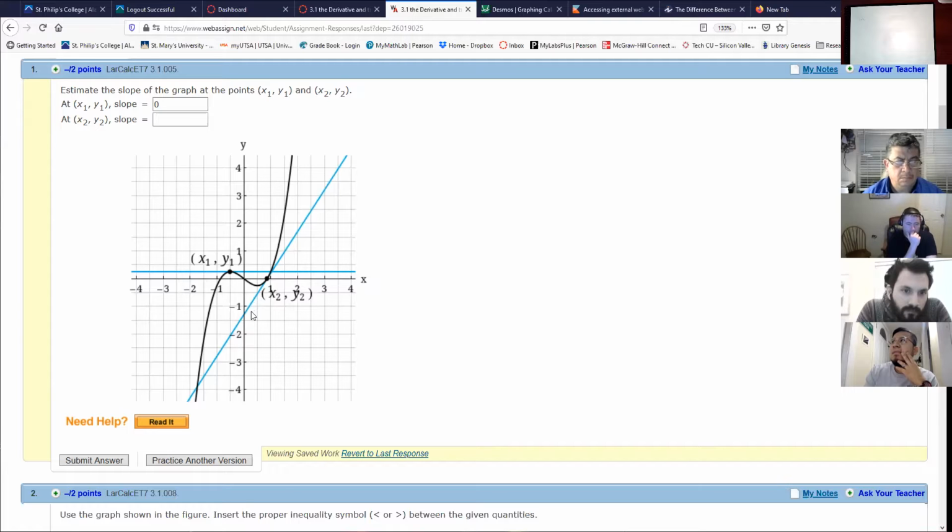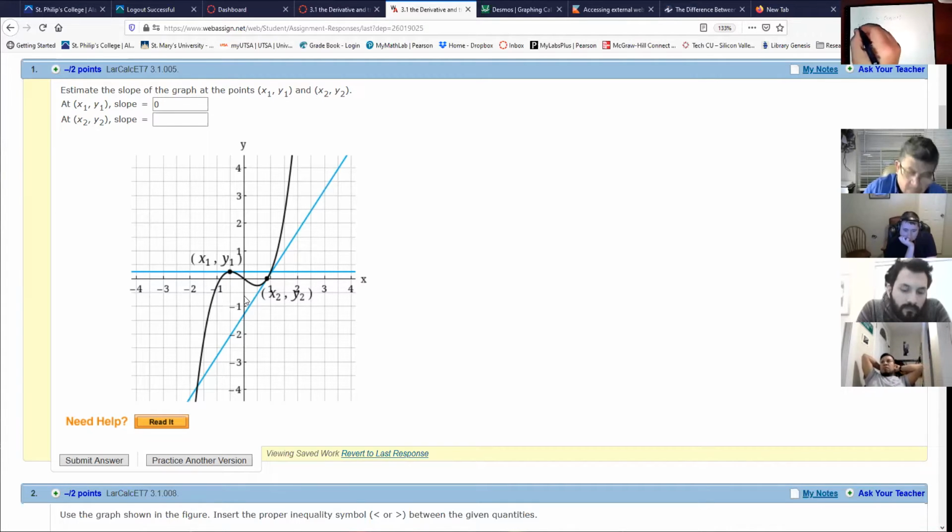1 over 1.25. So 1.25, right? Let me write the points down first, so I don't get them all mixed up. Okay. So we're going up to negative 1 on the y, and the x value will be, we said about 0.25, right? Yep.